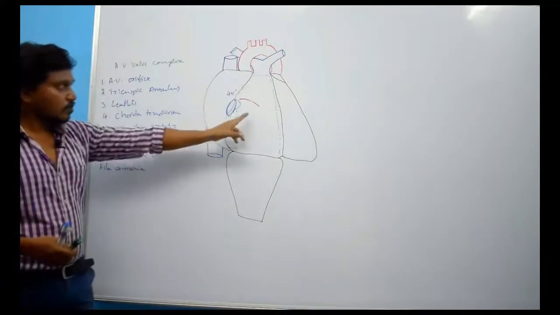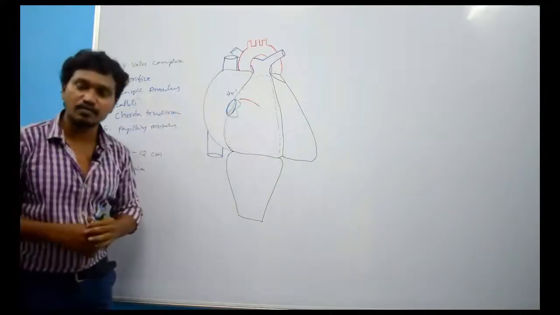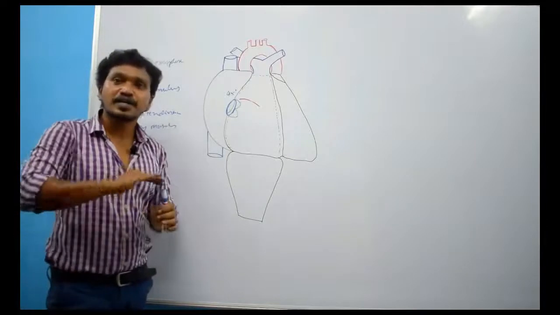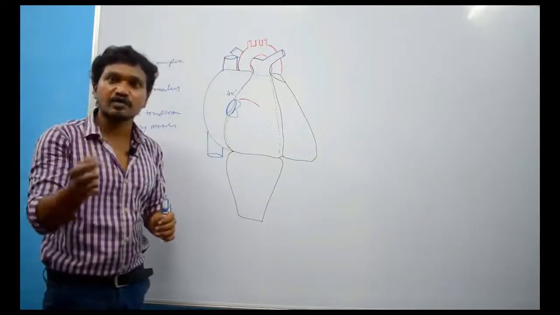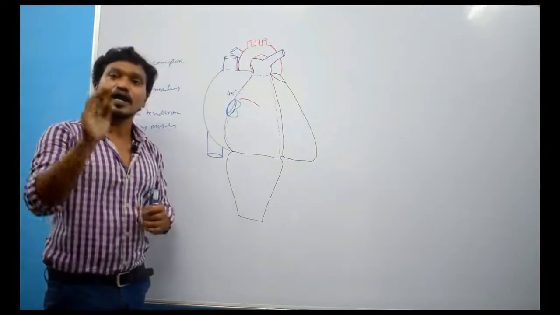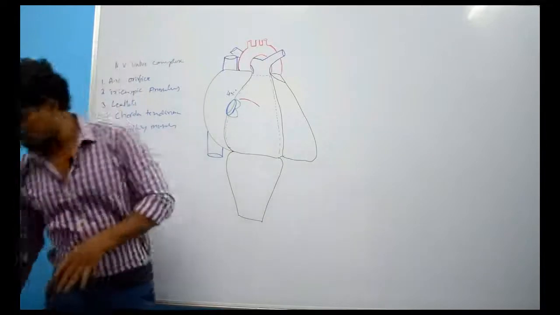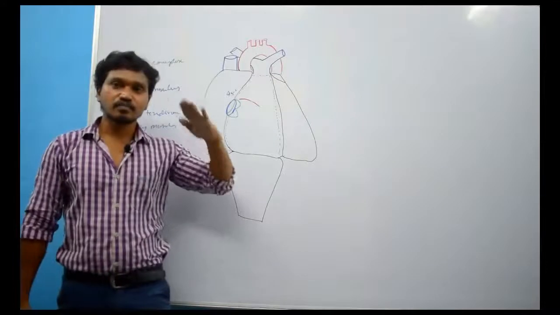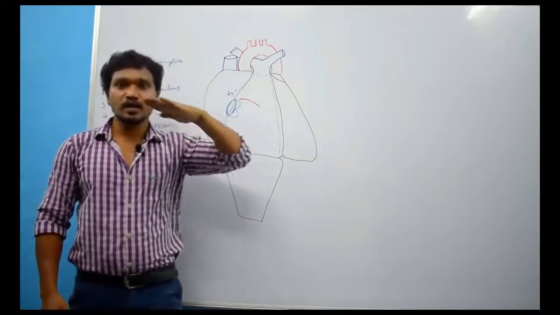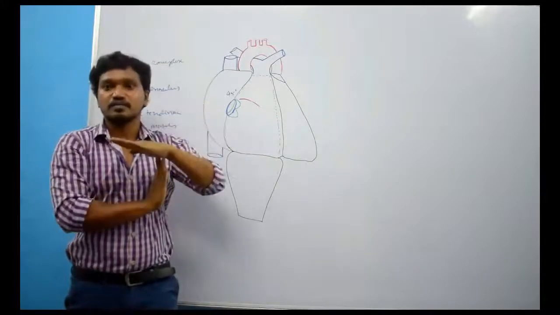Then what have you seen here? The annulus. Then leaflets. How many leaflets? 3 leaflets. These leaflets are reduplication of endocardium with a central core of fibrous tissue. That fibrous tissue is what we call lamina fibrosa. What does it mean? There will be a central core of lamina fibrosa surrounded by endocardium. Clear?